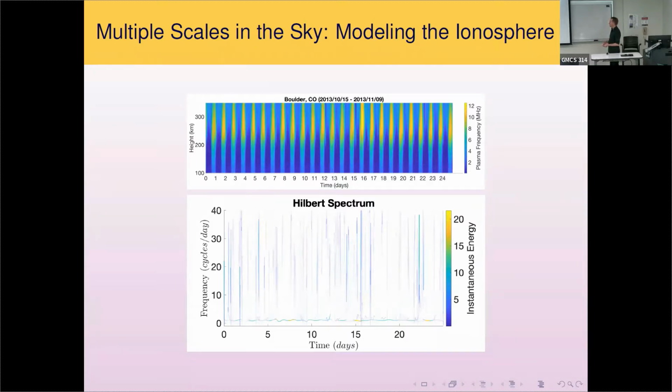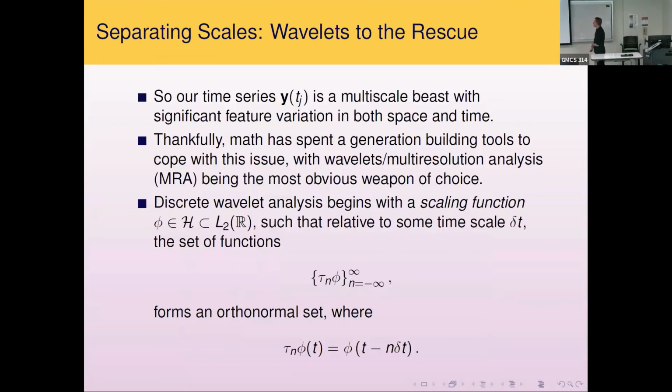And so really this became a very, very long tale about how do we get DMD to work when you really do have proper multiple scale features just tearing through your system. Because it turns out if you're not clever about it, it'll just rip it apart. So, our time series is a multi-scale beast with significant feature variation in both space and time.